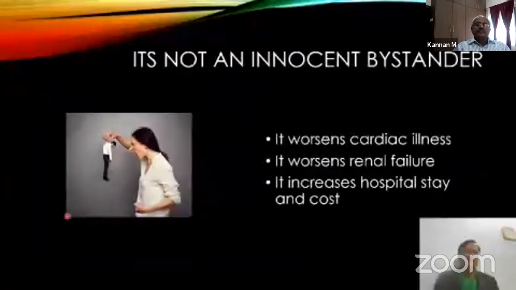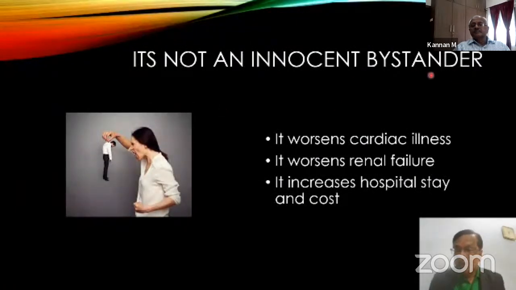See, many husbands are like this. So our anemia is not like this. It's not an innocent bystander. It worsens cardiac illness. It worsens renal failure. It increases hospital stay, thereby the cost.